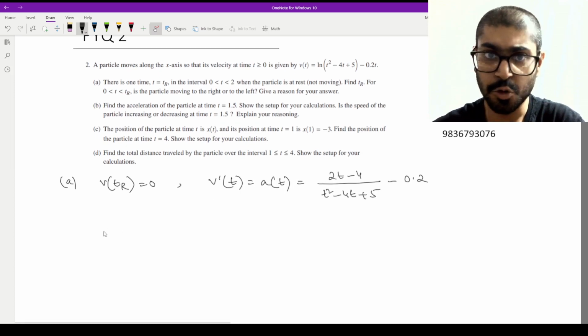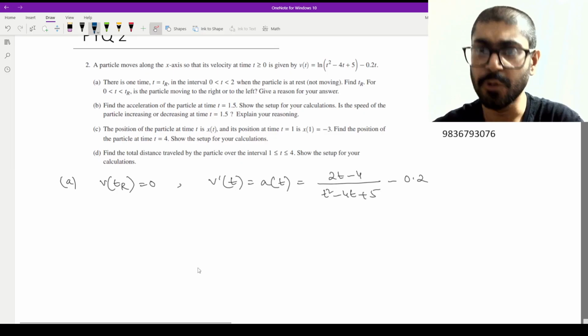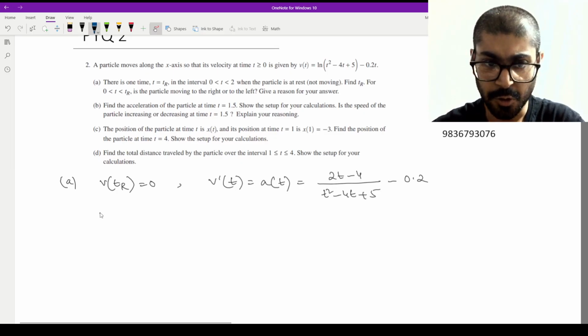Now to start the Newton-Raphson iteration solution, we would need an initial guess. So assume... I messed up the spelling.